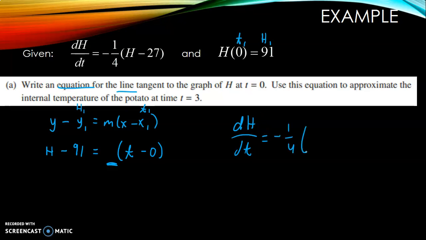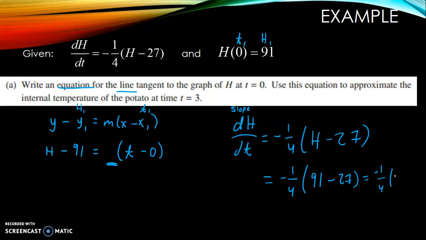So negative 1/4 times h minus 27. dh/dt means slope. This is the slope. So I just need to plug in my h value, and my h value at t equals 0 is 91. So I just need to do negative 1/4 times 91 minus 27, which would be negative 1/4 times 64, which would be negative 16. So that is my slope. My slope is negative 16.